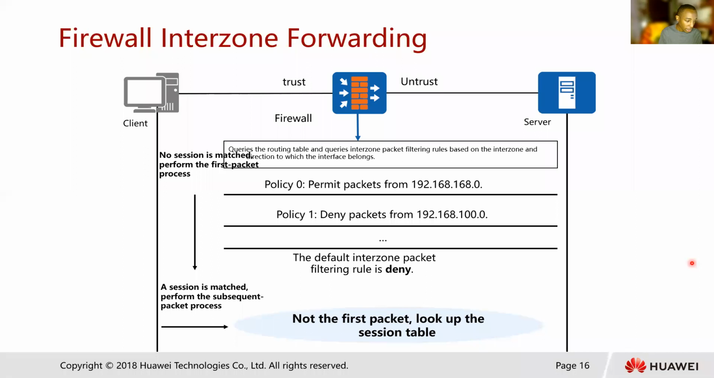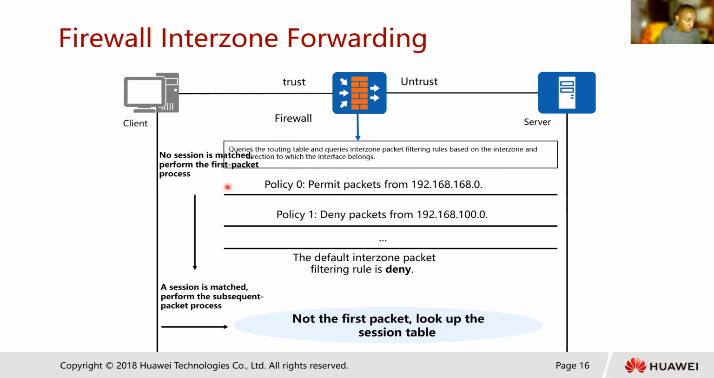So looking at this diagram, let's look at what happens here. There's a trust zone between the client. This is the trust zone, right? Then you have the firewall itself. The firewall will query the routing table and query interzone packet filtering rules based on the interzone. So the interzone forwarding is between the trust and the untrust, right? And direction to which the interface belongs.